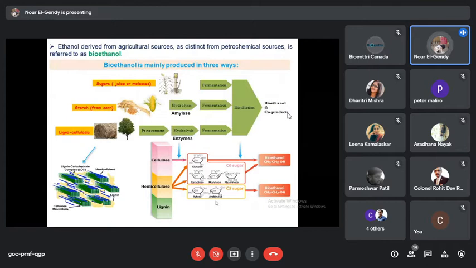Ethanol, if we produce it from sugars or starch, is not recommendable because it is edible. We can produce it from lignocellulosic waste, but the problem is the pre-treatment process and the fermentation, because you should have your own isolates which have the capability of fermenting both hexoses and pentoses to increase the yield.